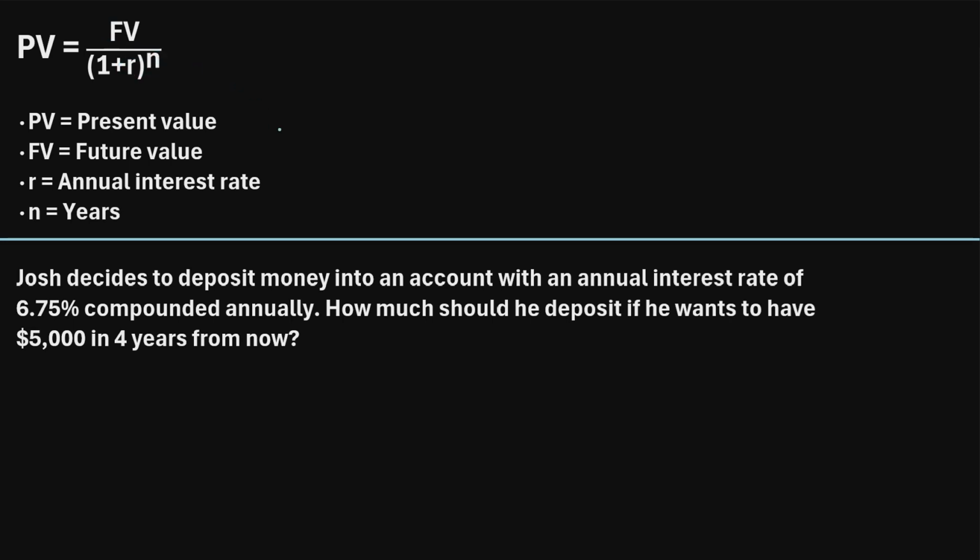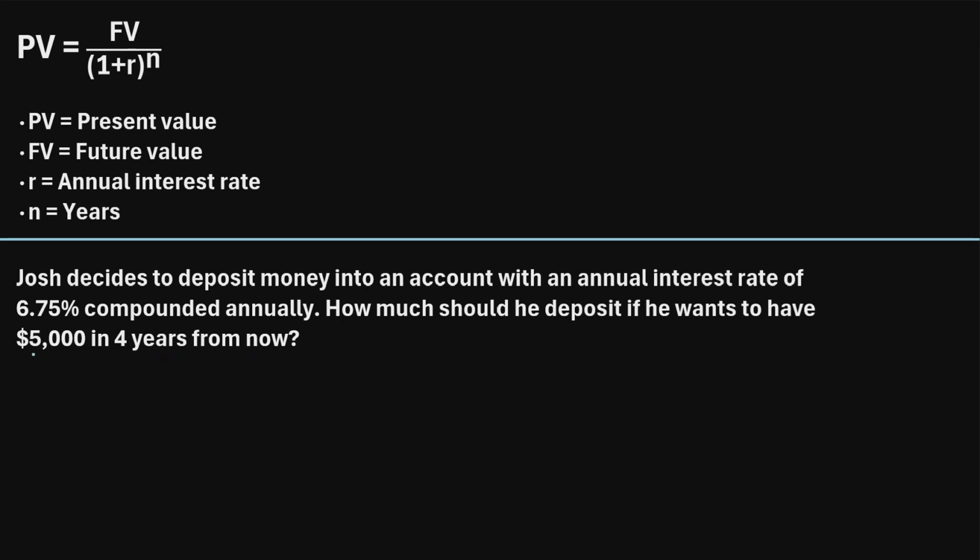So let's take a look at an example of how to actually use this formula. This says Josh decides to deposit money into an account with an annual interest rate of 6.75% compounded annually. How much should he deposit if he wants to have $5,000 in 4 years from now?